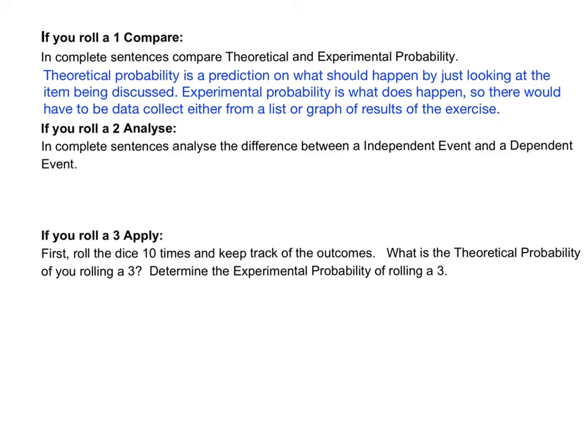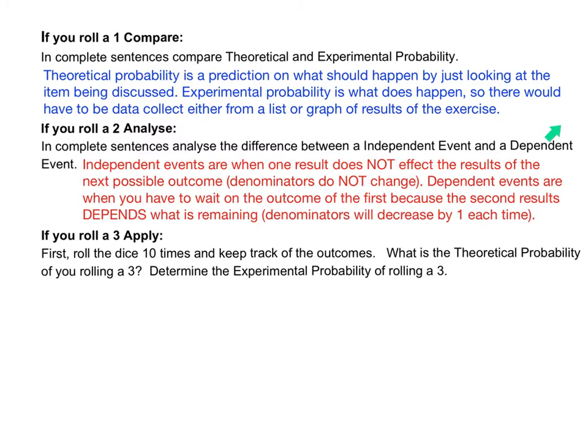If you rolled a 2, we're going to analyze the difference between an independent event and a dependent event. So just remember that an independent event is just that. They're independent from each other. One result will not affect the other result. Dependent means, well, it depends on what you got the first time. So if you happen to get an ace, there's less aces available. And the total amount of outcomes will be affected.